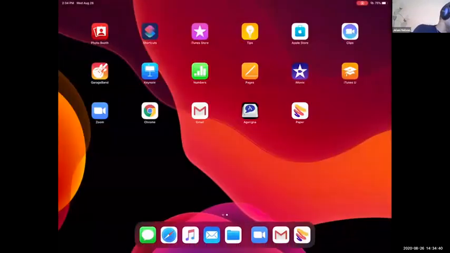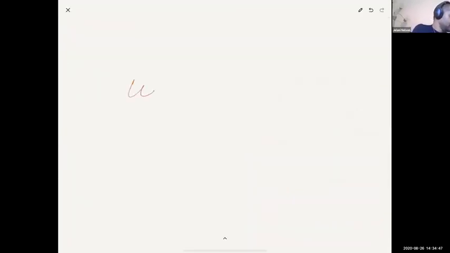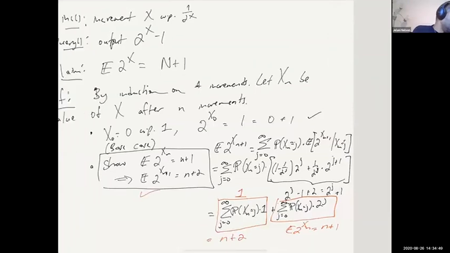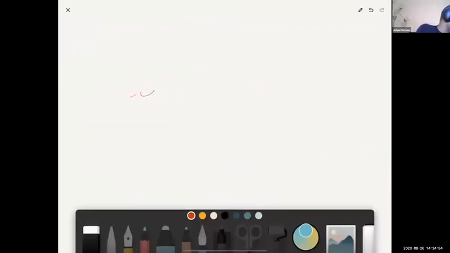Oh, here we go. Let's reopen the app. Huh. Okay. Well, good enough. We're done with that page anyway, so we can write on the next page. It's good enough. Okay, good.